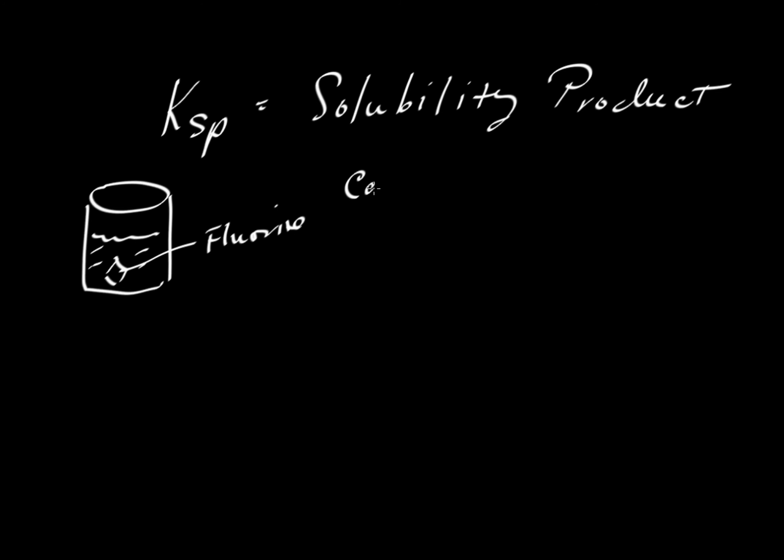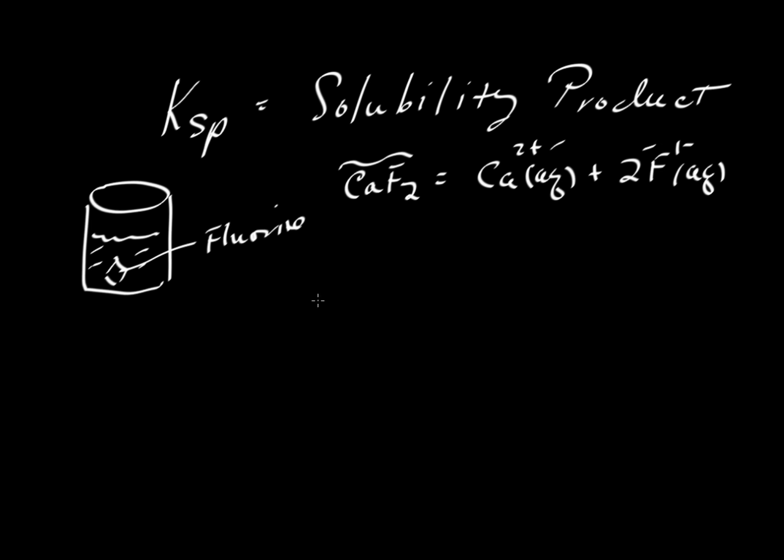So fluorite, that is the mineral CaF2, and it will dissolve to form calcium ion in aqueous solution with a 2 plus charge and 2 fluoride ions, also in aqueous solution, of a 1 minus charge each. So the key thing here is we have molar abundances. Anytime we write this, we're always looking at moles. 1 mole of CaF2 would give us 1 mole of calcium ion and 2 moles of fluoride ions. So that's the way it's going to dissolve.